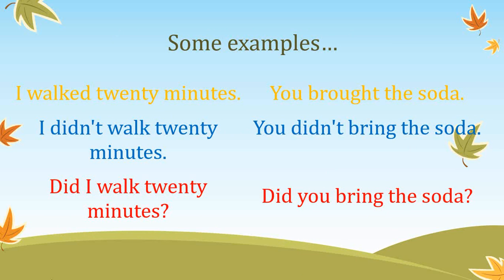Here we have some examples of sentences in the three forms: affirmative, negative, and interrogative form. I walked 20 minutes. I didn't walk 20 minutes. Did I walk 20 minutes? You brought the soda. You didn't bring the soda. Did you bring the soda?